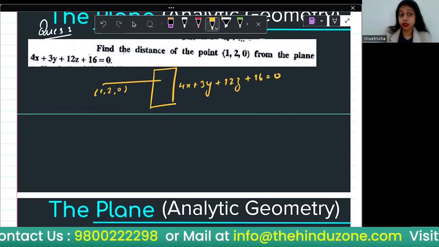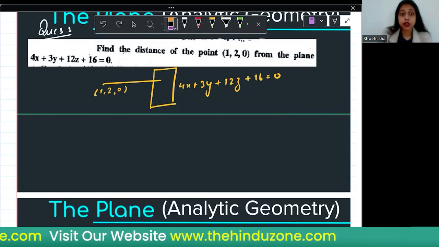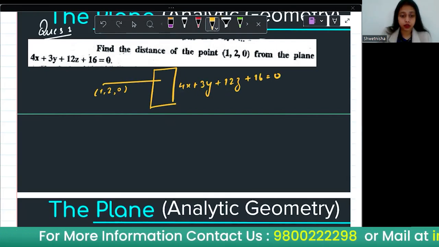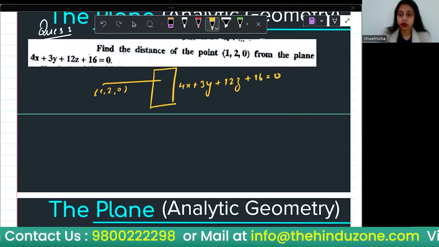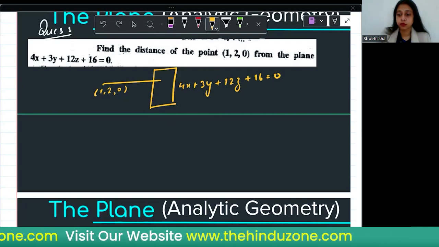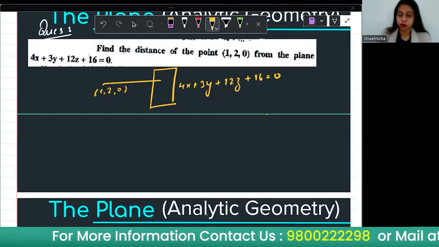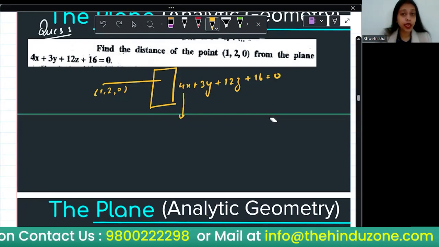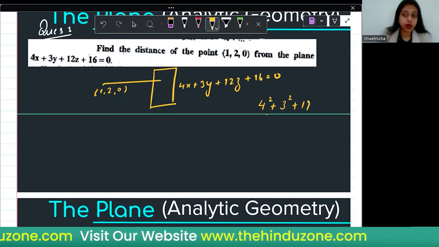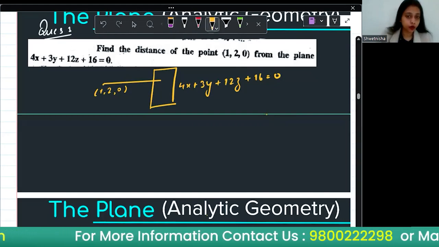Now, if you have a confusion whether this is general form or normal form, you can check by taking the coefficients of x, y, z. Coefficients of x, y, z are supposed to be direction cosines, so this was supposed to be L, M and N, right? And direction cosines satisfy the relation L square plus M square plus N square equals 1. Definitely that is not satisfied here, so it is not the normal form of the equation of plane. This is the general form.